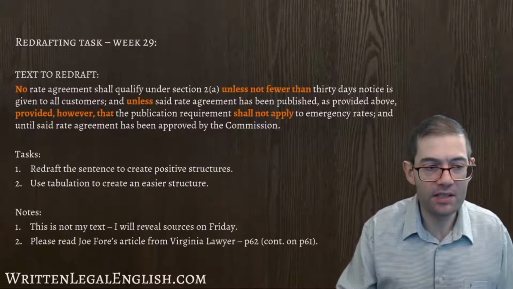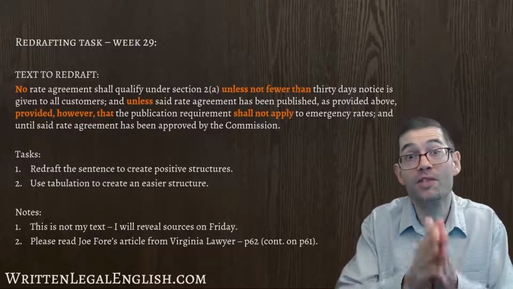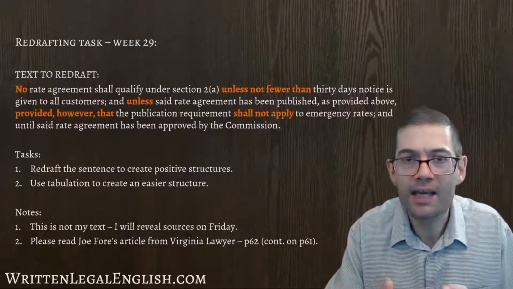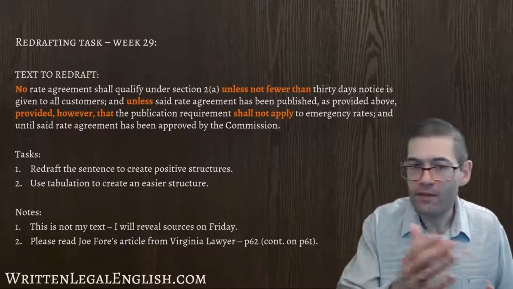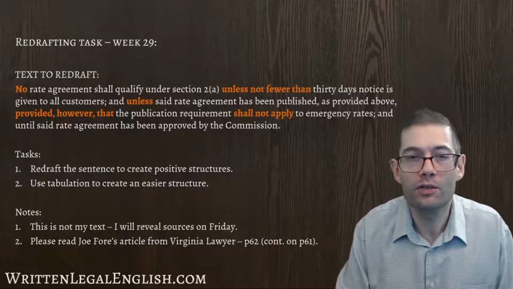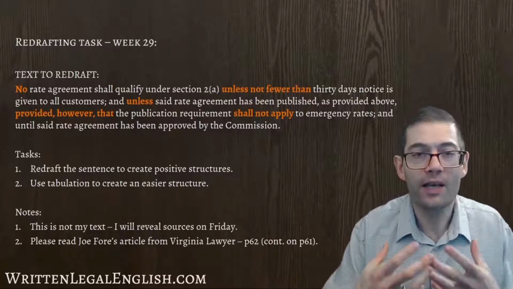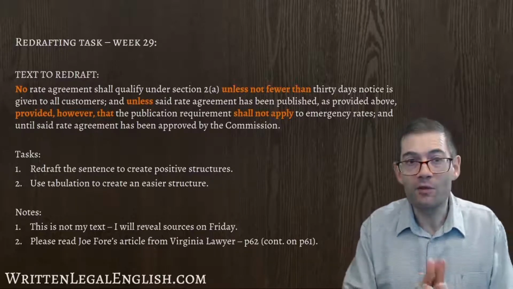So what are the tasks for this lesson? One, I want you to redraft the sentence to create positive structures, particularly the negative conditional, "unless". How can you create a positive conditional structure? Have a think about that. And two, I want you, in terms of structure, to use tabulation to make a much easier piece of writing to read. Now, a few caveats.